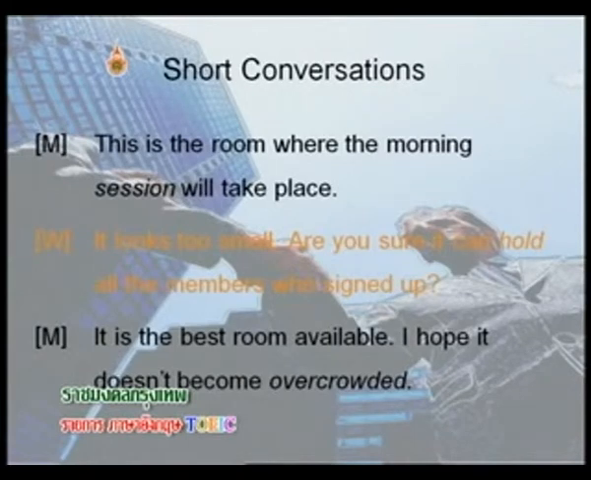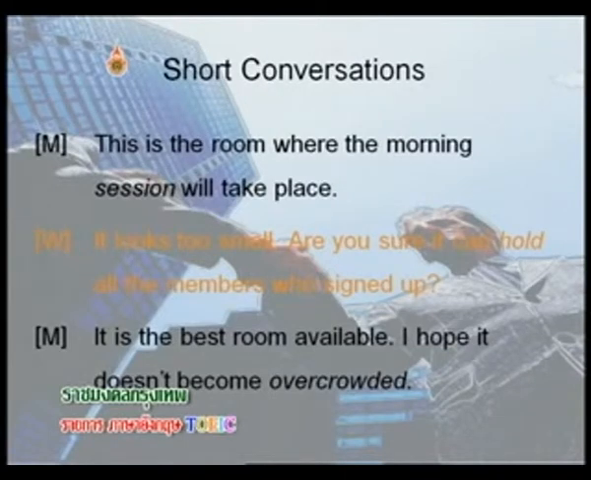For example, the man say, "This is the room where the morning sessions will take place." then it's the woman's turn, and then she come and say, it looks too small, are you sure it can hold all the members who signed up? And the same gentleman come back and respond to the woman's dialogue, and he said, it is the bedroom available, I hope it doesn't become overcrowded.